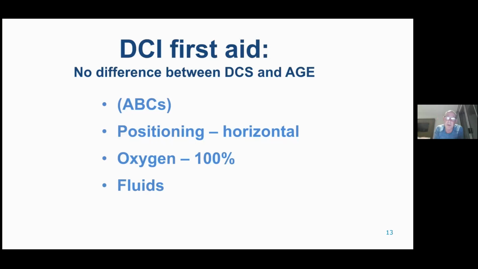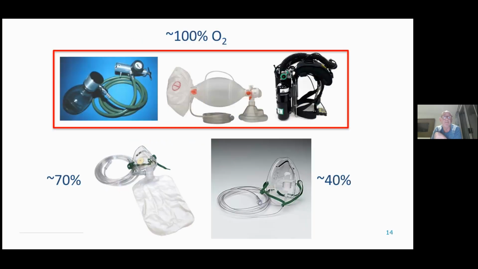So any first aid protocol involves the ABCs, but I'm not going to dig into that for an audience of this nature. We recommend that divers who develop symptoms early after diving are positioned horizontally. They are administered 100% oxygen because that helps reduce bubble size, no matter whether they're bubbles of air from arterial gas embolism or bubbles of nitrogen in decompression sickness, oxygen will help. And fluids, either orally or intravenously, are helpful as well for improving tissue perfusion and gas washout.